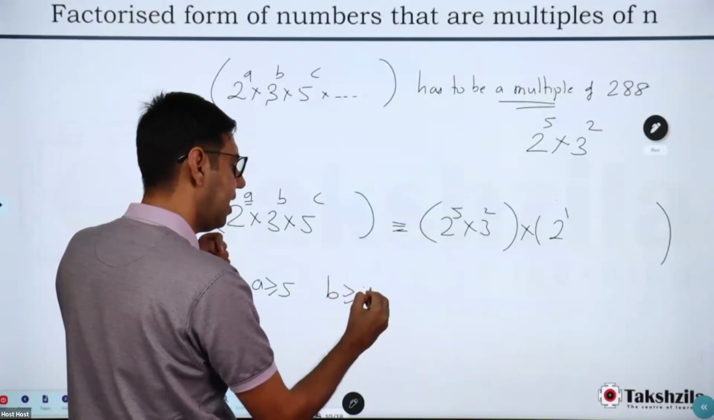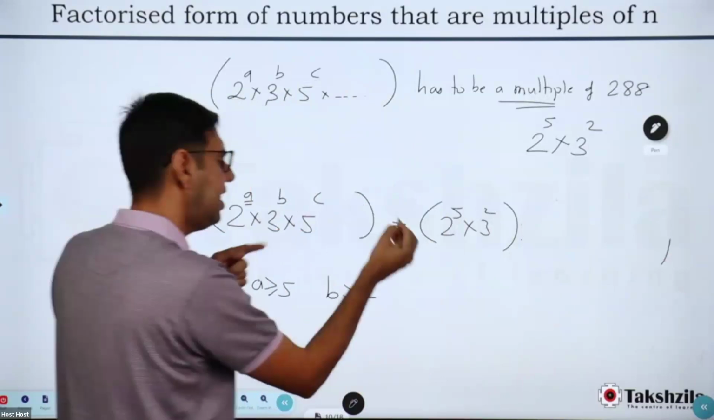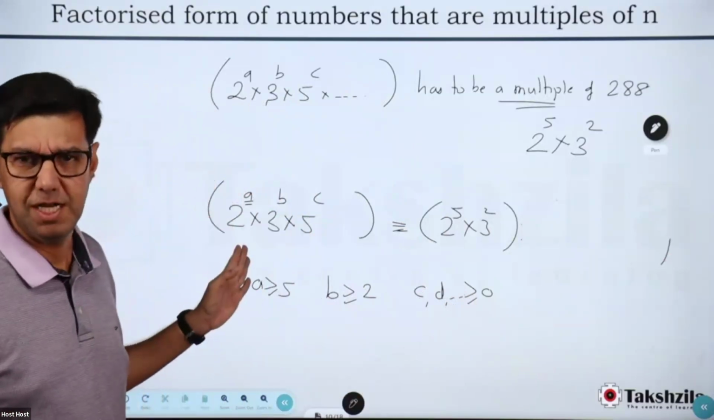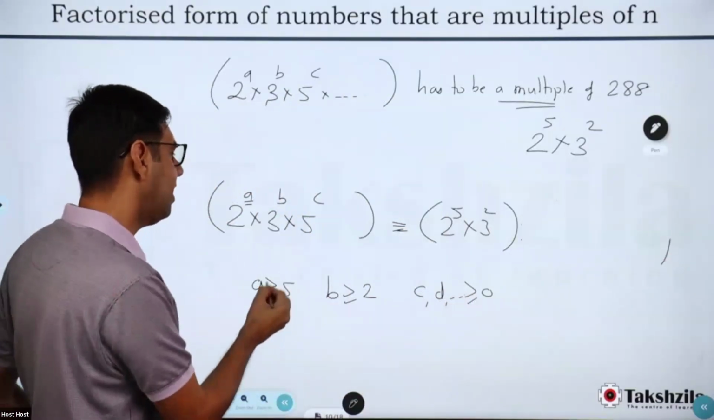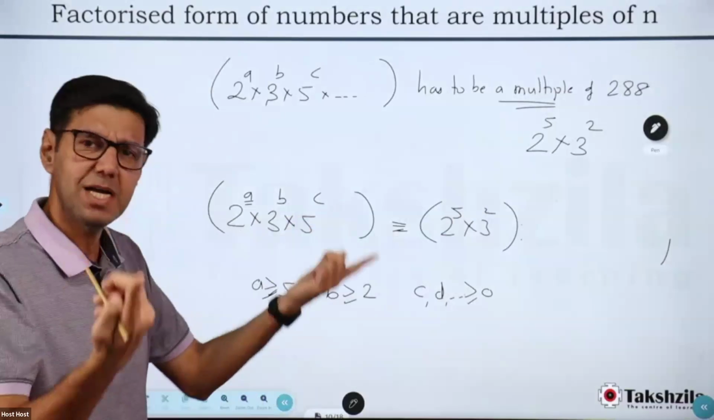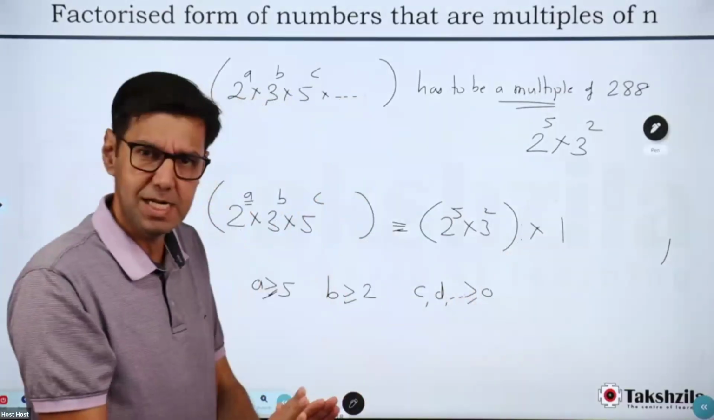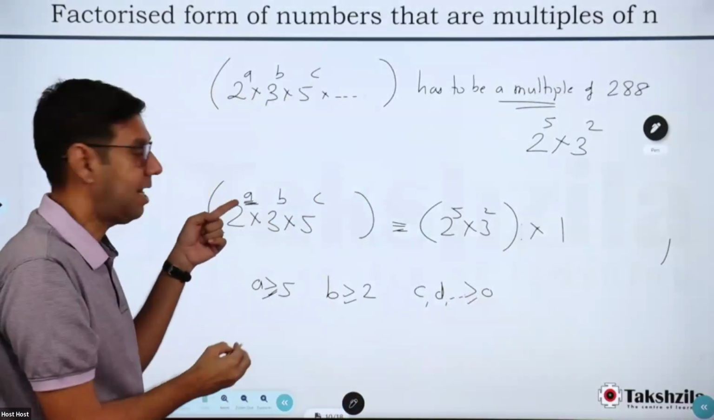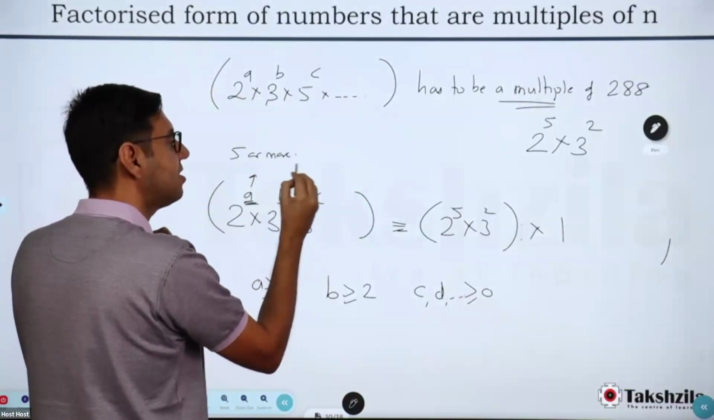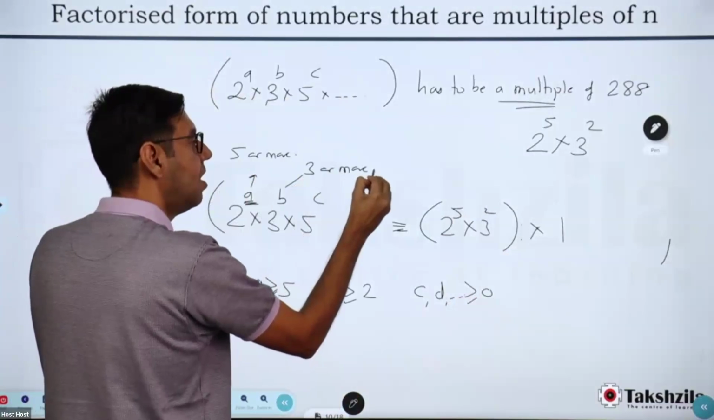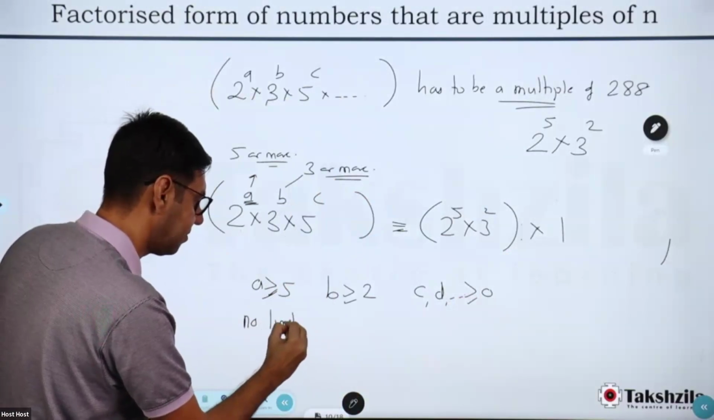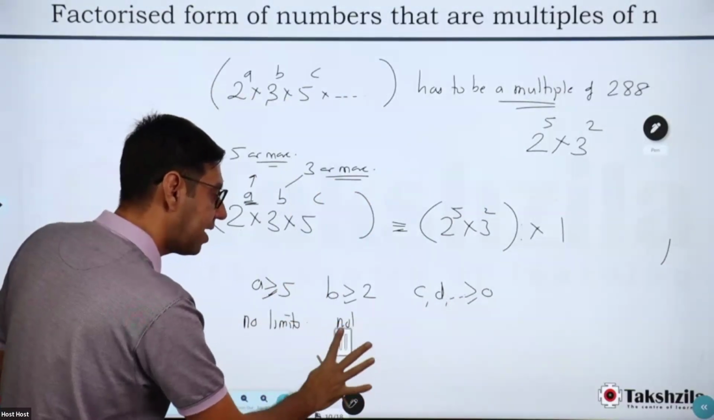B has to be greater than or equal to 2. And what about the C and all? They all can be greater than or equal to 0 and so on. They can even be 0, doesn't matter. Can it just be 2 raised to 5, 3 raised to 2? Yes, you're multiplying it by 1. A multiple of 1 is also a multiple. So what are we saying? A has to be 5 or more. B has to be 2 or more. So more has no limits. Keep paying attention, there is no upper limit.